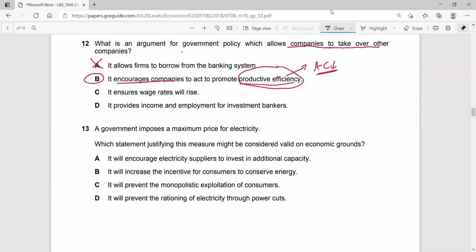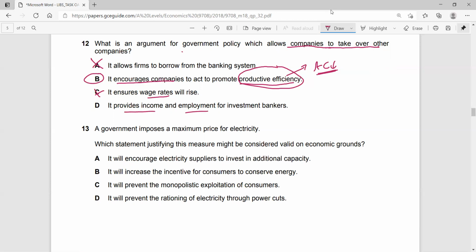It ensures wage rates will rise, not necessarily. If anything, when companies reduce to one or they monopolize, they usually become monopsonies as well. So it's like one firm hiring in the labor market as opposed to many firms. So there's not as much competition while hiring for labor. So if anything, wage rates usually reduce there because the power imbalance shifts.